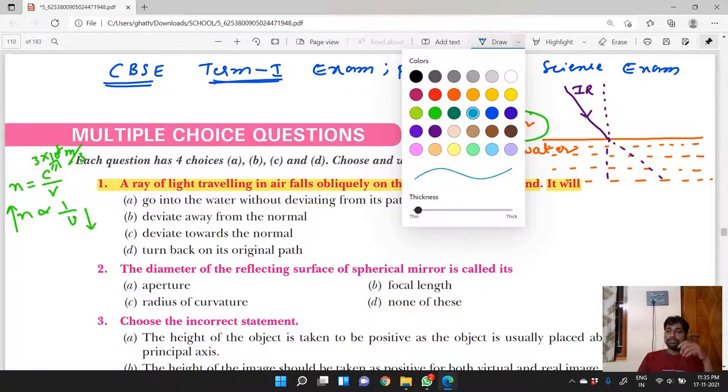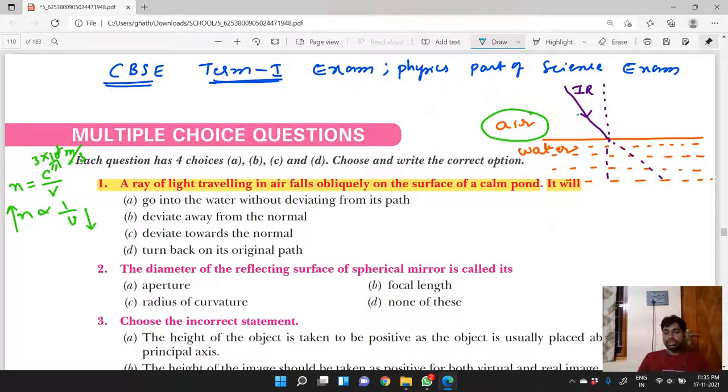So due to the variation of refractive indices, the refractive index of air is 1 and the refractive index of water is practically 1.33, hence the light bends and travels in the water. So the answer for this question is: it deviates towards the normal. I hope the concept as well as the question is clear for you.